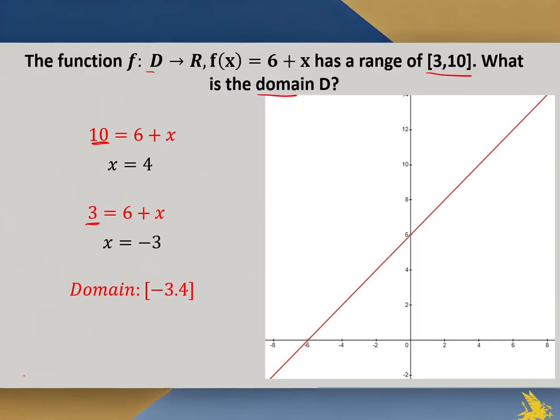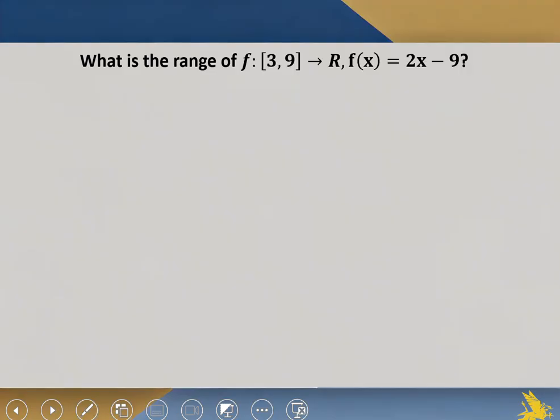My domain will be -3, that should be comma, 4. And it's inclusive because my range was inclusive with my brackets. If I say what is the range of f colon in brackets inclusive of 3, comma 9, to real numbers of f of x equals 2x minus 9. I do the same thing that I've done before, but this time I am going to substitute my domain in my equation.